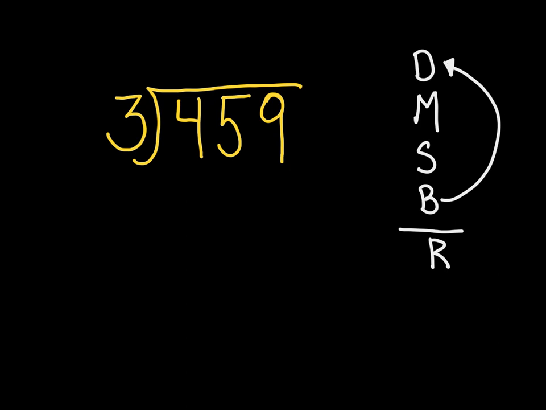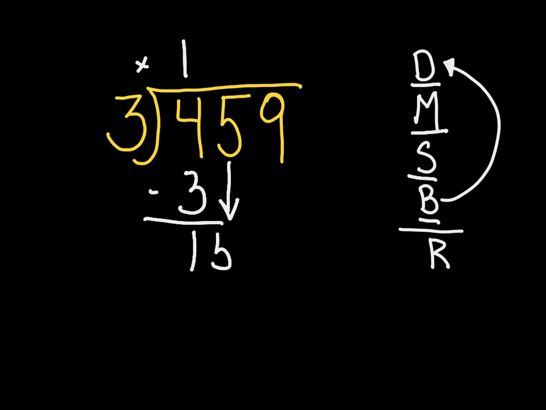All right, using the steps, Dad, Mom, Sister, Brother, sometimes Rover, we are going to solve 459 divided by 3. So 3 can't go into 4 evenly, but it can go close. So Dad tells us to divide, goes in 1 time. Mom tells us to multiply. 1 times 3 is 3. Sister tells us to subtract. 1. Brother tells us to bring down. After we bring down, we need to go back to dear old Dad, and Dad tells us to divide. 3 goes into 15 5 times.